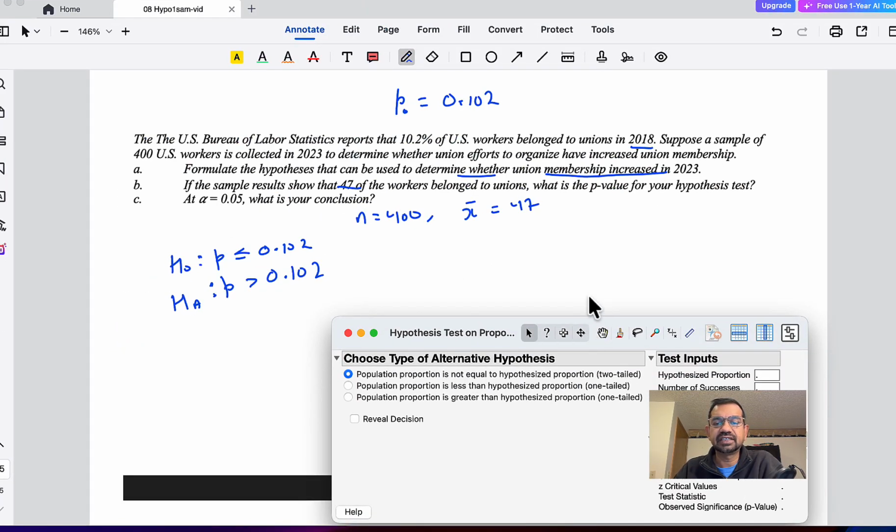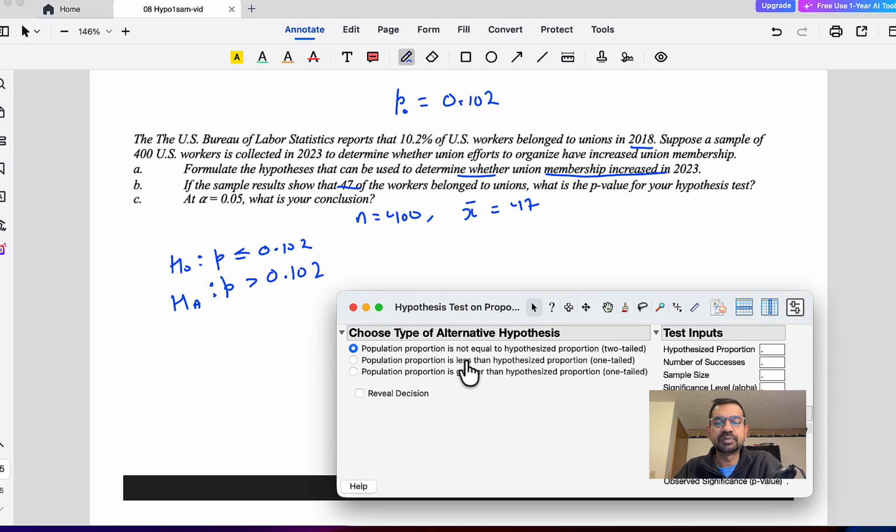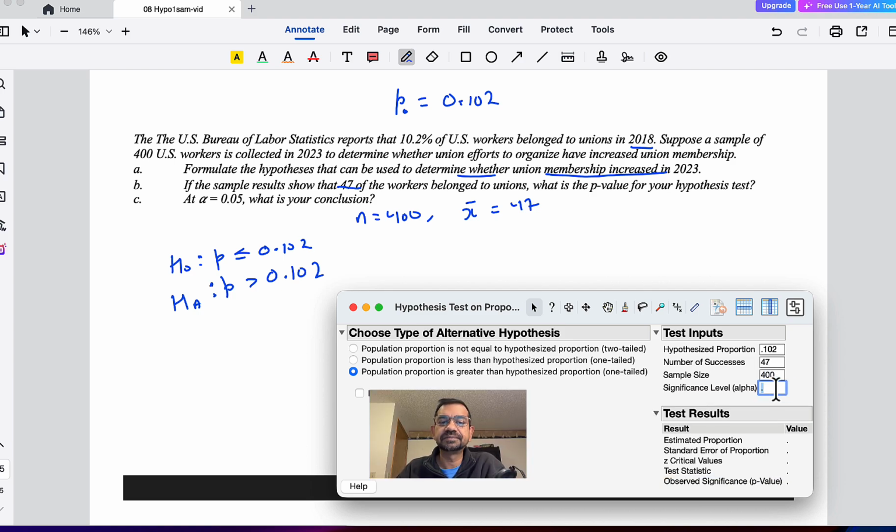We will now set up our test. Is it a not equal to, left tail, two tail, or right tail test? And here our alternative is that P is more than 0.102. So we will click on the right tail test. Our population proportion is greater than the hypothesized proportion. Our hypothesized proportion value is 0.102. Our number of successes is 47. Our sample size is 400. The significance level is, again, alpha equals 0.05.